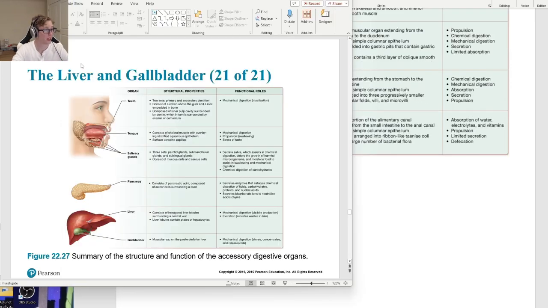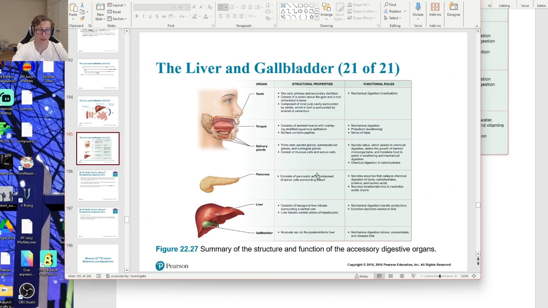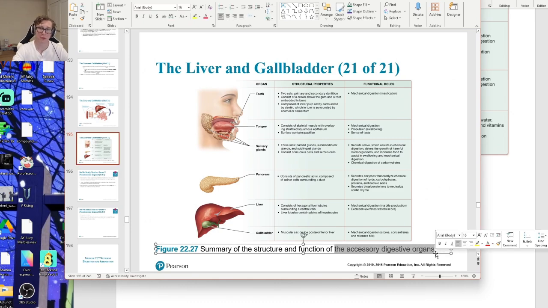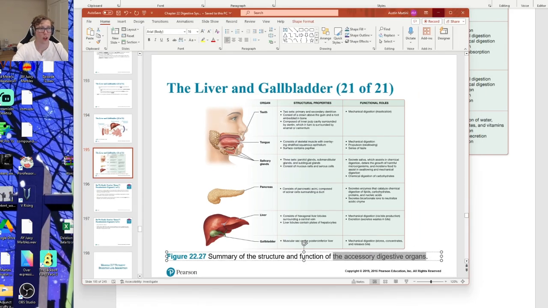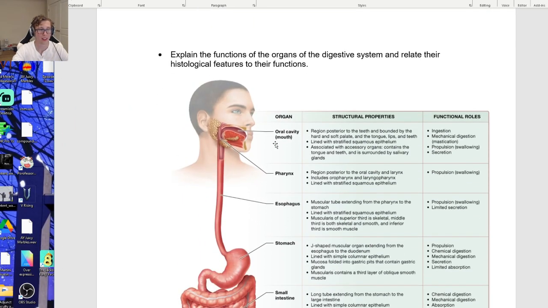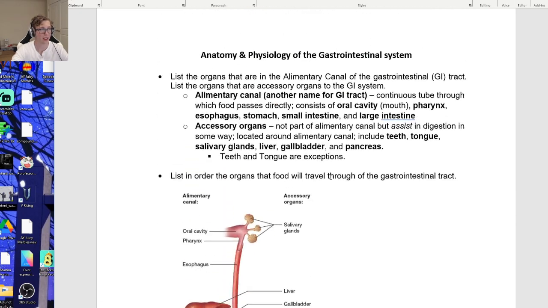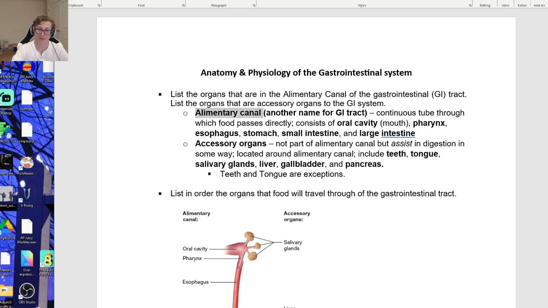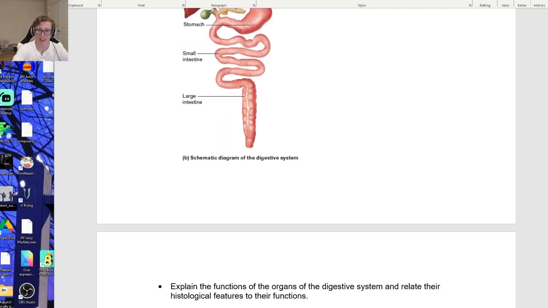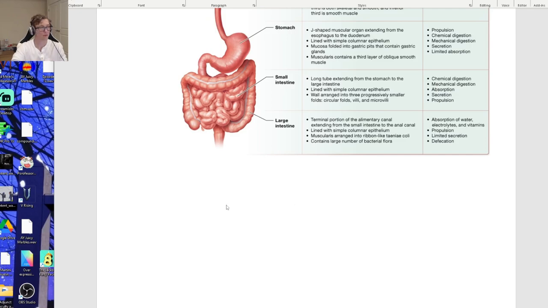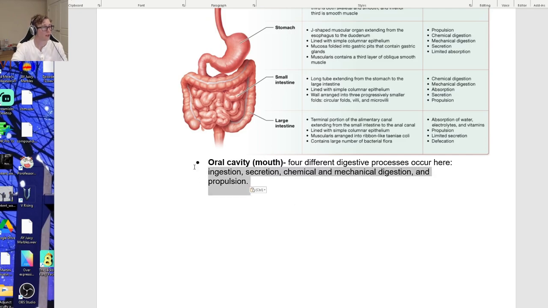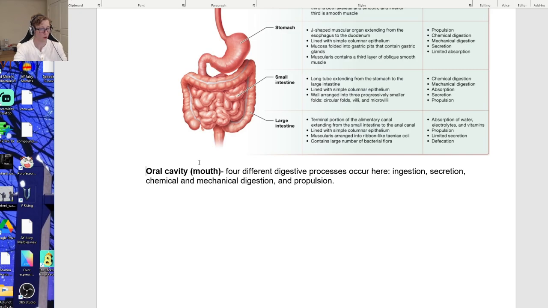Now, I have pulled up the next figure, which is just going to be summarizing the accessory digestive organs. But for right now, I really want to hone in and focus on these organs in the alimentary canal, another name for the GI tract. So let's get started. And we get started where food enters into the body, the mouth. So, the oral cavity or mouth.